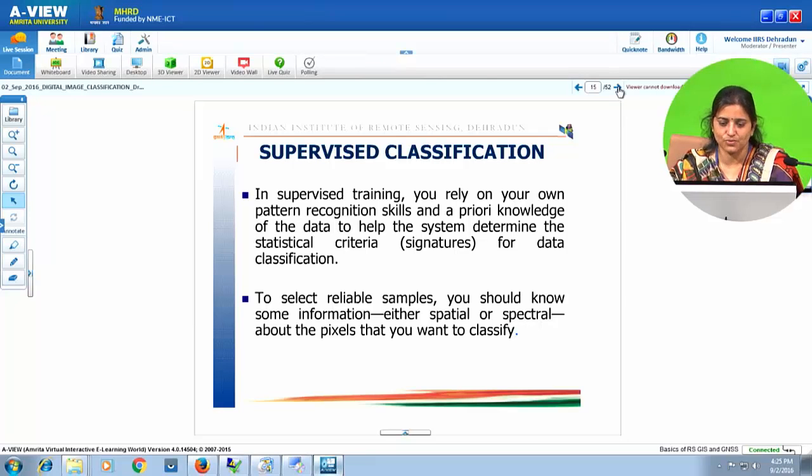In supervised training, you rely on your own pattern recognition skills and a priori knowledge of the data to help the system determine the statistical criteria, which we call signatures, for the classification purpose. To select reliable samples, you should know some information, either spatial or spectral, about the pixels that you want to classify.